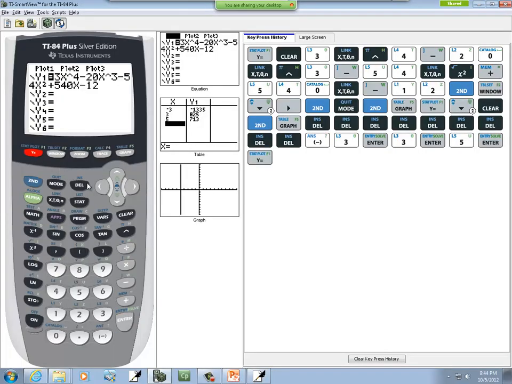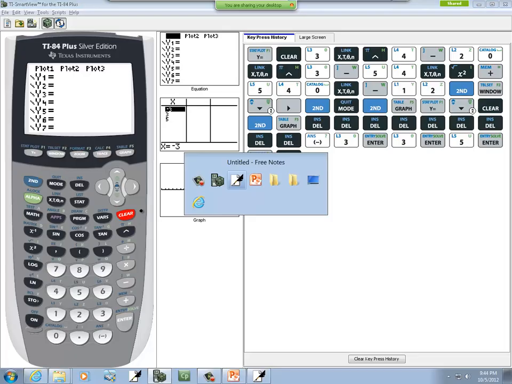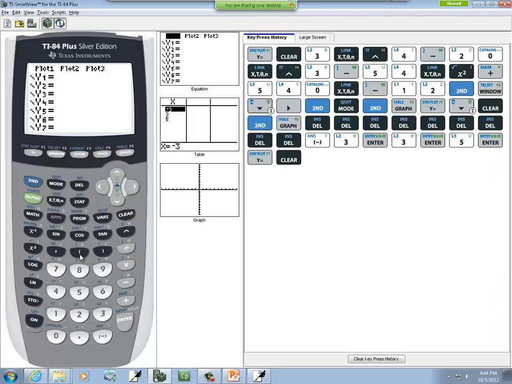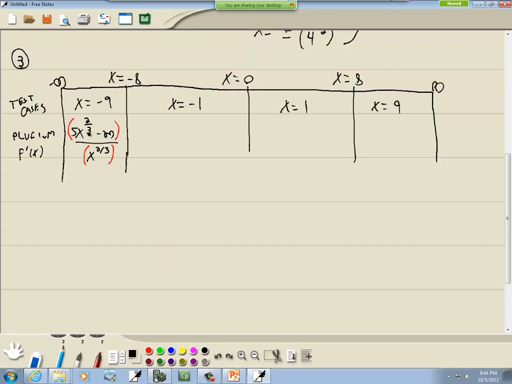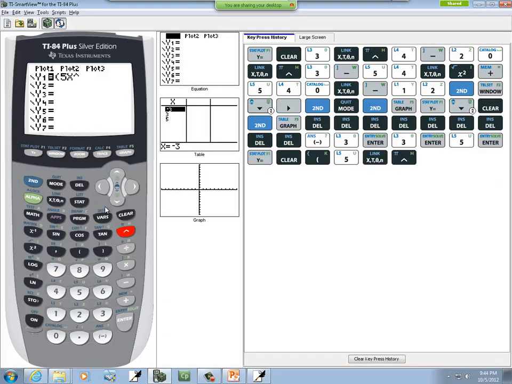So press y equals, press clear. I'm going to do a beginning parentheses, 5x, and caret. And then we'll put in 2/3. When I put in 2/3, since it's more than a single number or a single variable, I had to put parentheses around it. So I'll put a beginning parentheses, 2 divided by 3, closing parentheses.